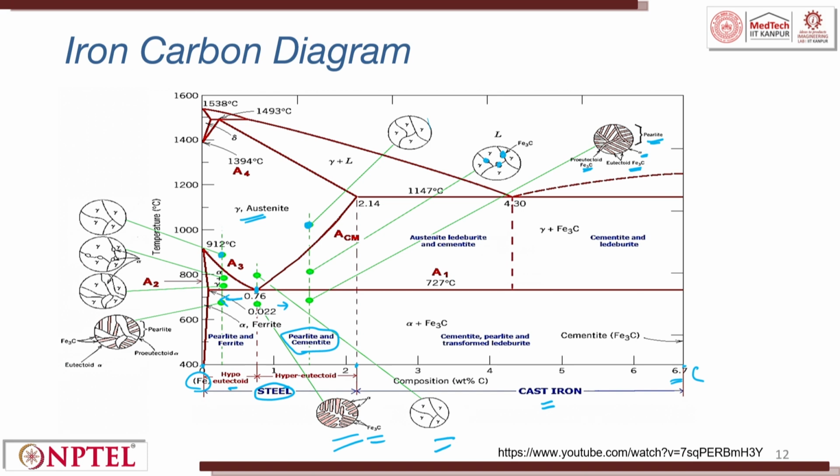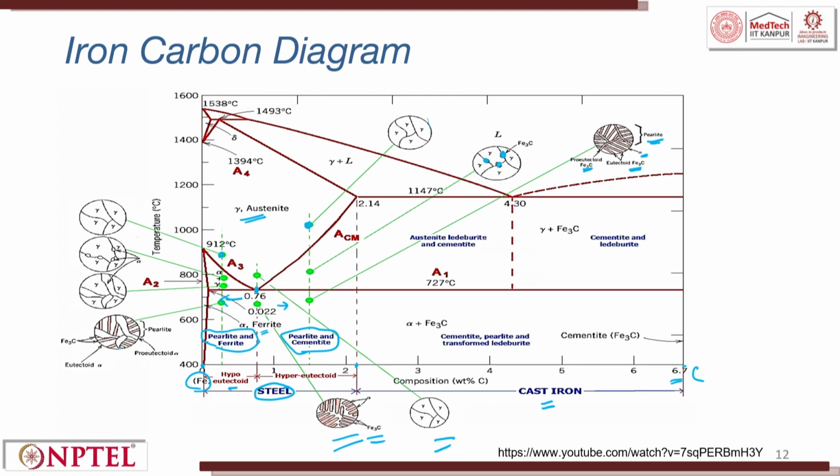So if you want only gamma phase, you just have to take the composition and drop down the temperature at this point. You will get only alpha ferrite. When we do it at this portion, you will get ferrite plus pearlite. When you do it at this point, in the hypereutectoid region, you get pearlite plus cementite. So you get pearlite plus ferrite or pearlite and cementite.